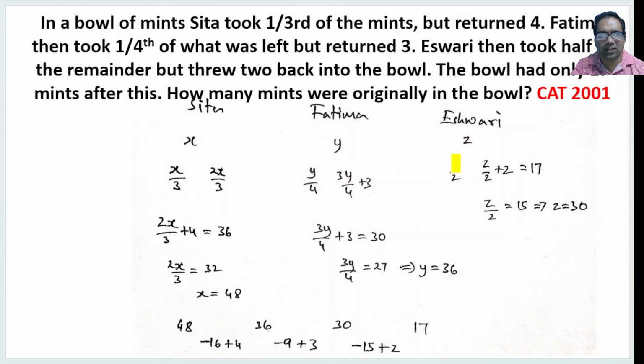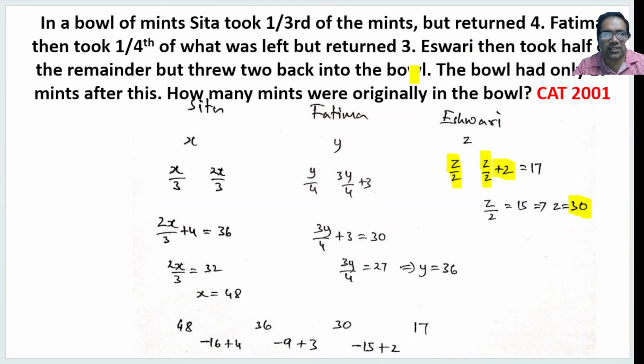That means z by 2 were there in the bowl. Now she threw back 2 into the bowl. That means how many were there in the bowl? Then it will be z by 2 plus 2. This is equal to 17. That's what it is saying. That means z by 2 plus 2 equals 17, so z by 2 equals 17 minus 2, which is 15. That means z equals 30. That means at the beginning of Ishwari, before Ishwari took half, there were 30. Let's keep this 30.